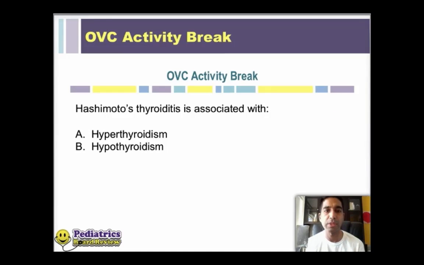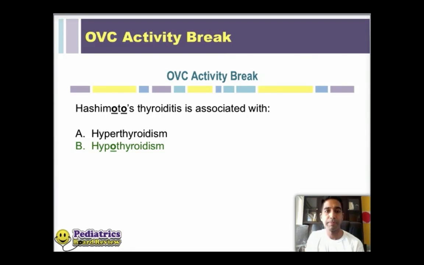I think this is the last one. Another question: Hashimoto's thyroiditis is associated with what? Hyperthyroidism or hypothyroidism? And the answer is hypothyroidism. So just remember those little eyes poking back at you, the two O's in Hashimoto's and the O in hypothyroidism.